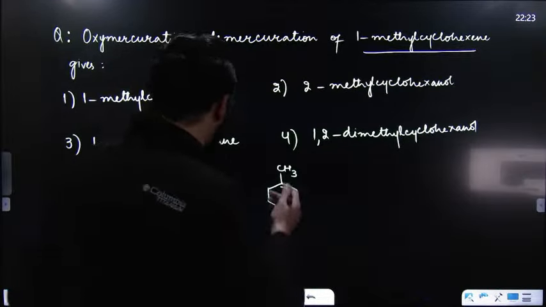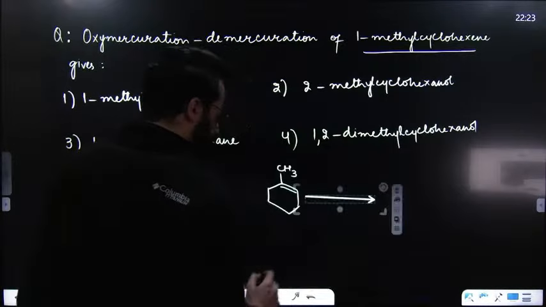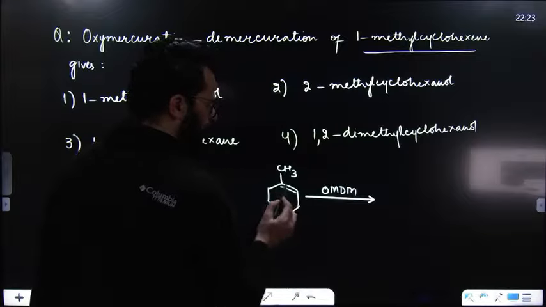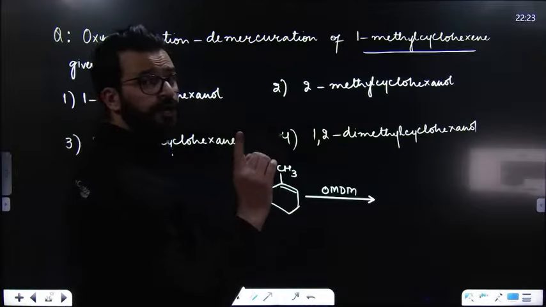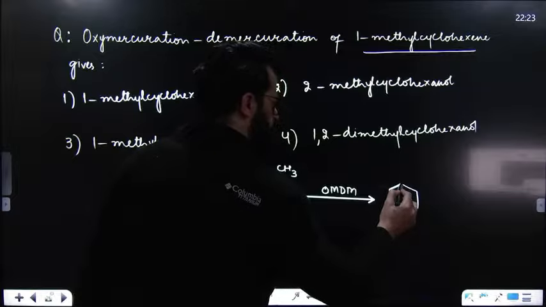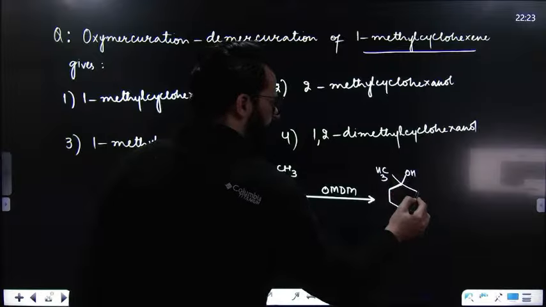When you add water to this, because oxymercuration, demercuration means indirect hydration. So whenever you do oxymercuration, demercuration, you have to add water across the carbon-carbon double bond according to Markovnikov's rule. That means you have to add OH over here and add H over here.